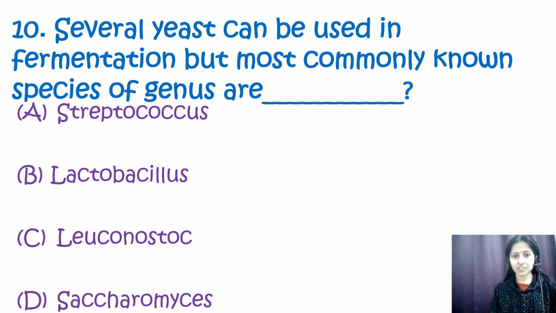Number 10. Several yeasts can be used in fermentation, but the most commonly known species of genus are option A Streptococcus, option B Lactobacillus, option C Leuconostoc, and option D Saccharomyces species. So the correct option is option D, that is Saccharomyces species. We all know that Saccharomyces cerevisiae is also known as brewer's yeast, and it is the most common yeast used in the baking industry. Even other species of Saccharomyces like Saccharomyces bayanus and Saccharomyces pastorianus are also used. So the most common is the Saccharomyces species. Option D is correct.